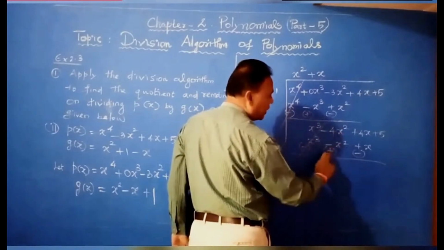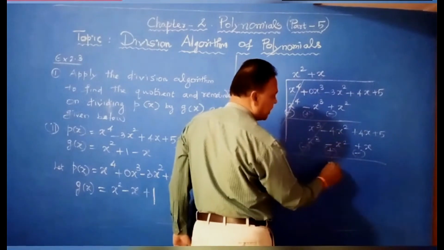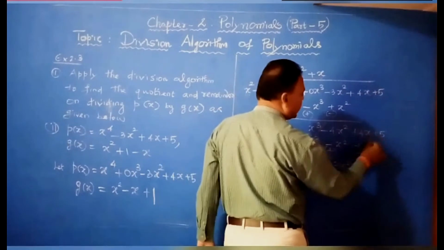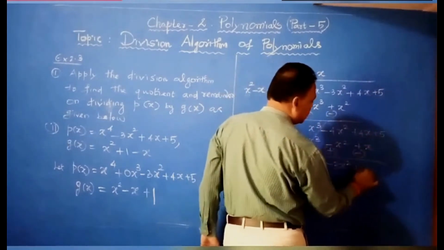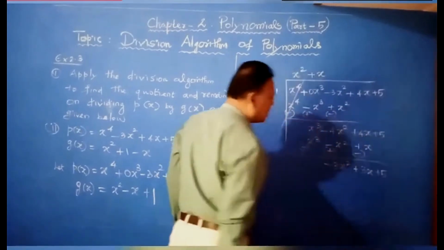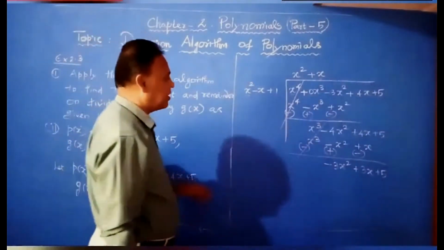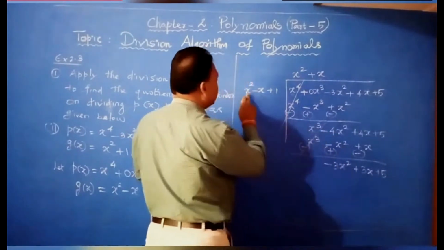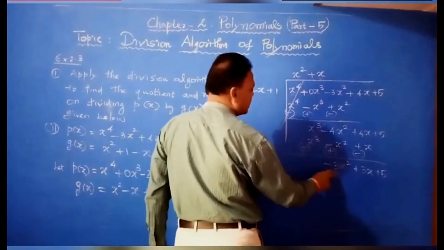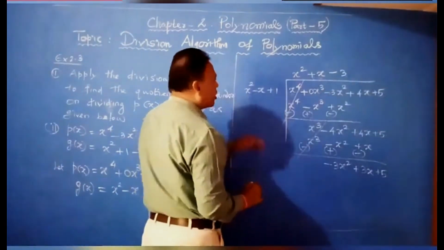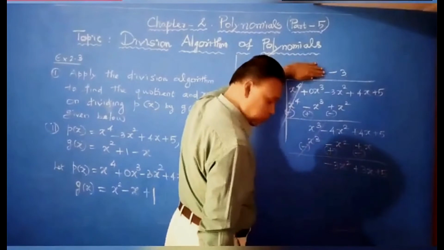Minus 4 plus 1x squared is how much? Minus 3x squared. Now plus 4x minus 1x is plus 3x. Then plus 5. Understand? Now again divide this first term by x squared. So x squared cancels, minus 3, right? Minus 3 here. Understand?